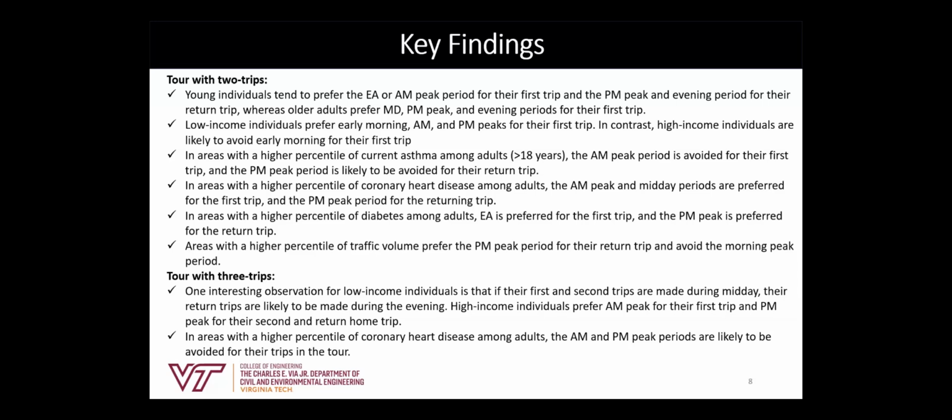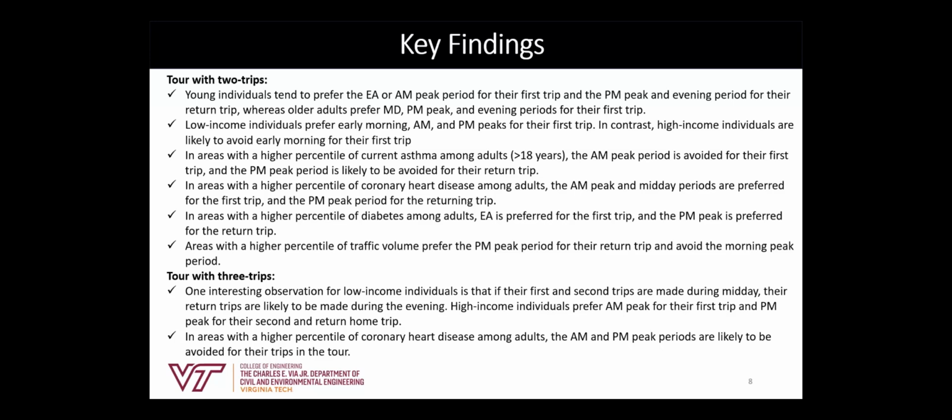One interesting thing we found is that older adults tend to complete their entire tour within the same time period. For example, if they start their first trip in the midday, their return trip is likely to be completed in the midday as well. Now, for the low income individuals, they prefer early morning peak period or PM peak period for their first trip. And on the other hand, high income individuals are likely to avoid early morning period for their first trip.